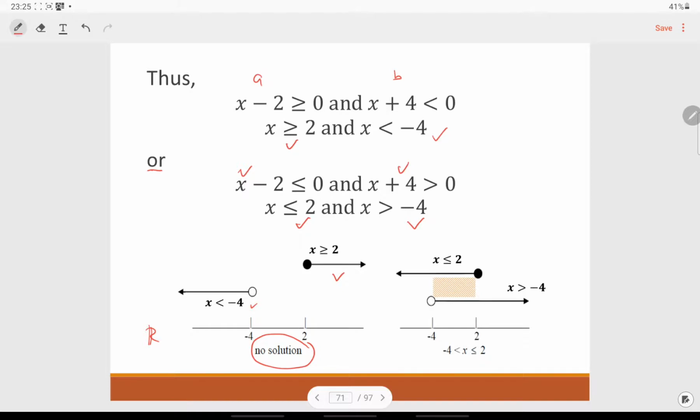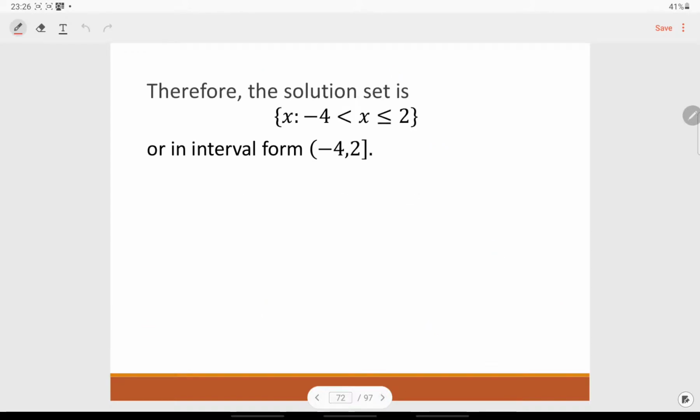For the second one, we draw the real number line. For x less than or equal to 2, we have this line. For x greater than negative 4, we have this line. The area covered by both lines is this area, represented by this range. x is greater than negative 4 because we have this open interval sign, the white circle. x is less than or equal to 2 because we have this solid circle here. So we provide the answer as x greater than negative 4 and less than or equal to 2.